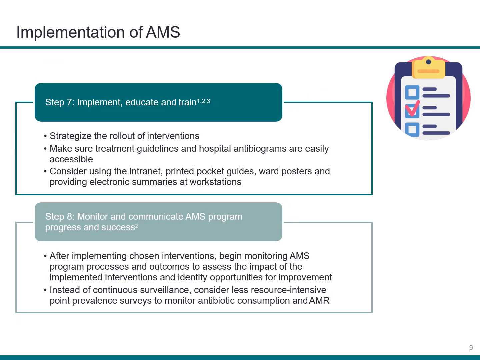Implement, educate, and train. Strategy to roll out interventions: make sure the treatment guidelines and hospital antibiograms are easily accessible. Consider using the intranet, pocket guides, ward posters, and providing alternate summaries. Monitor and communicate the AMS program progress and success. After implementing the chosen interventions, begin monitoring the AMS program processes and outcomes to assess the impact of the implemented interventions and identify opportunities for improvement. Instead of continuous surveillance, consider less resource-intensive periodic surveillance to monitor consumption and AMR.